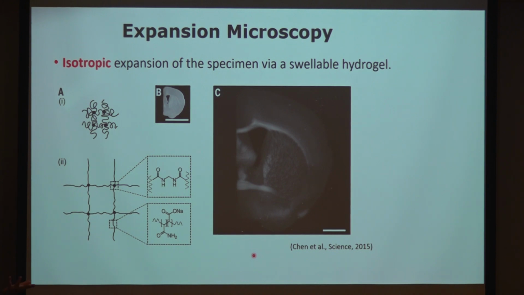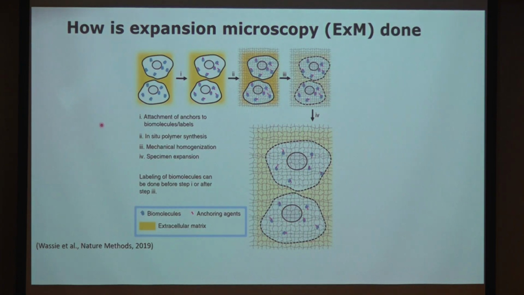Okay, so the concept is simple, and after a lot of trial and development, this is what was reported a few years ago, also in Nature Methods. This is how people have been doing expansion microscopy. First, they need to anchor the biomolecules of interest to an anchoring agent, which is this pink thing here.